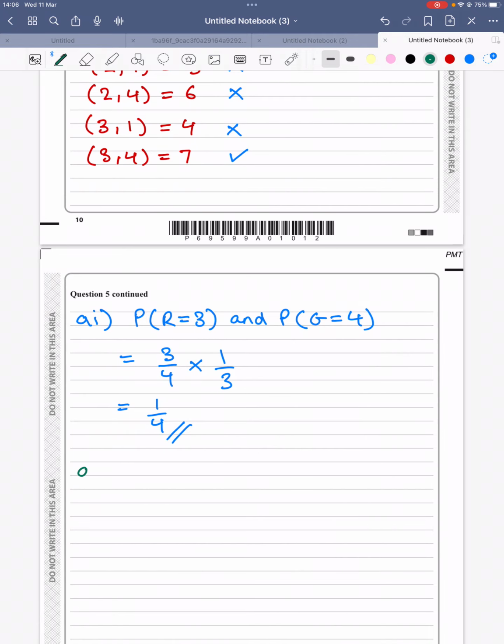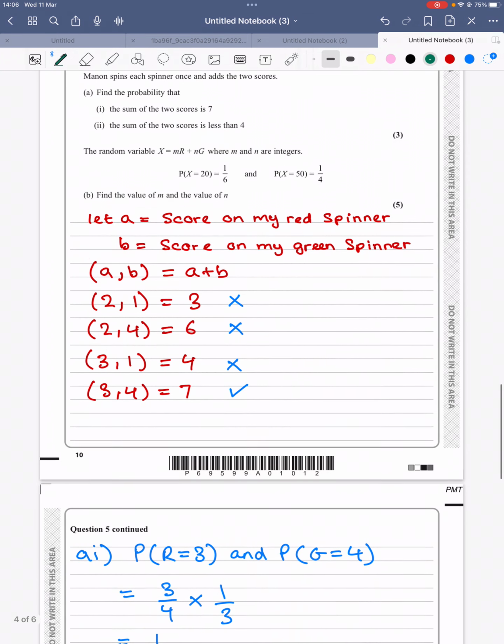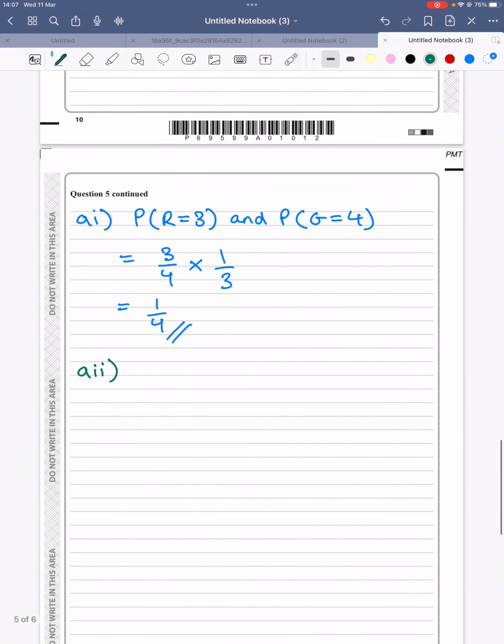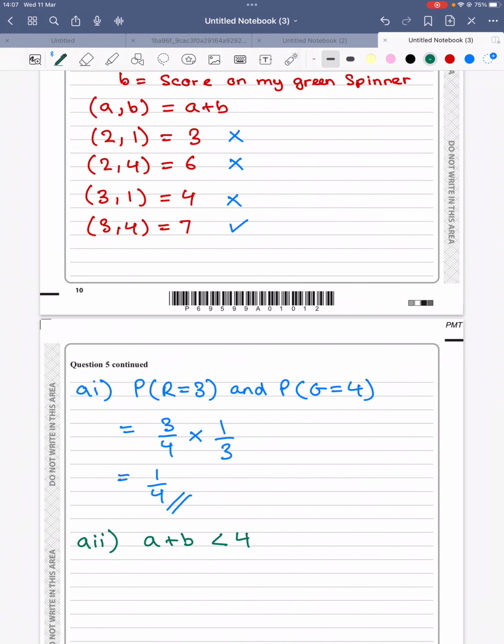So that's great. Now I'm going to do the next part, part ii. So let's try that. What does this part read? It says the sum of the two scores is less than 4. Okay? So when it says the sum of the two scores is less than 4, essentially that means it has to be strictly less than 4. So we're saying A plus B has to be strictly less than 4. Let's return to the question and see when that is the case. So this would be fine because 3 is less than 4. This wouldn't work because 6 is greater than 4.